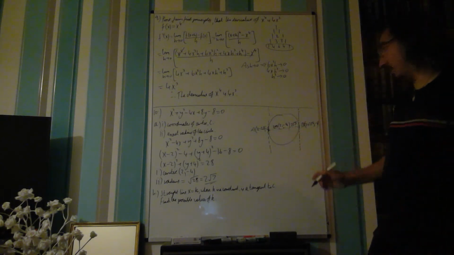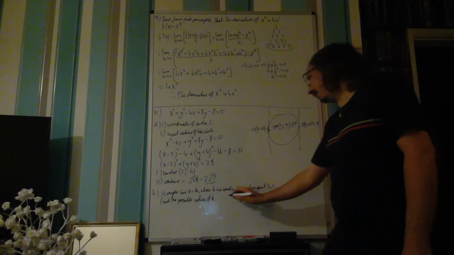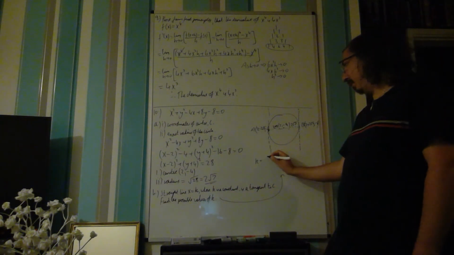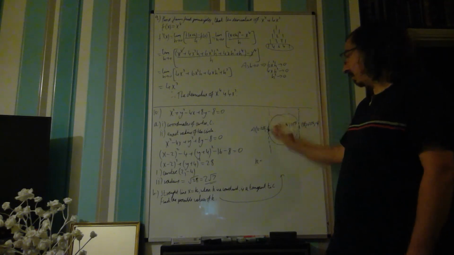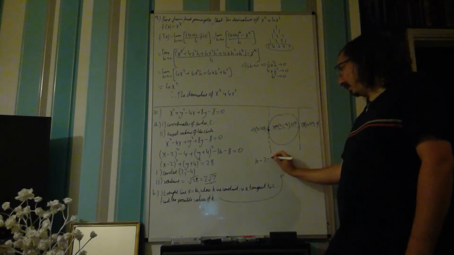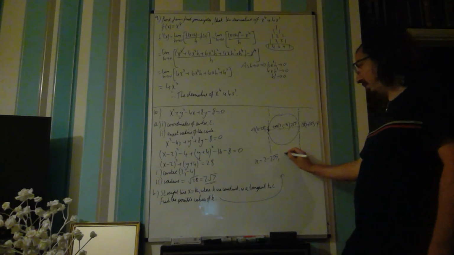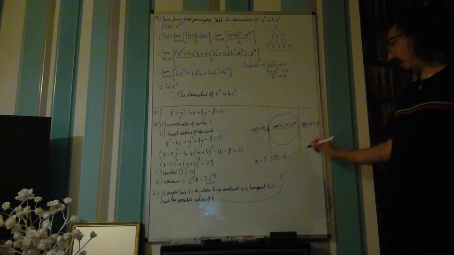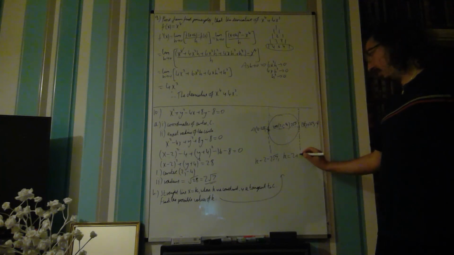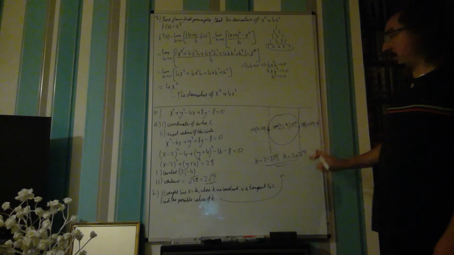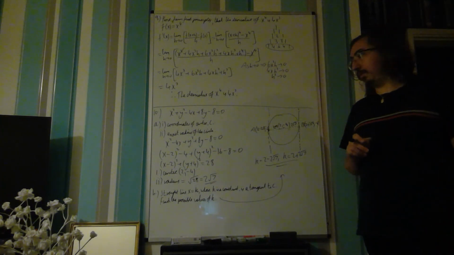Okay, so in other words, we can say that our values of k must either be that x or k is equal to 2 minus 2 root 7, or the k on this side is equal to 2 plus 2 root 7. And those are our two possible values.